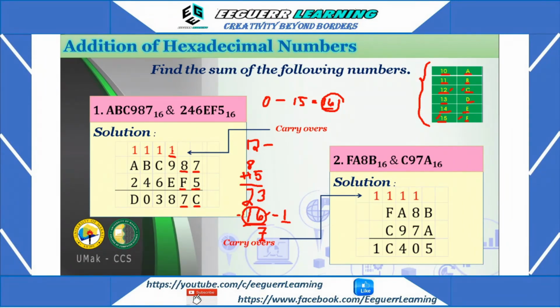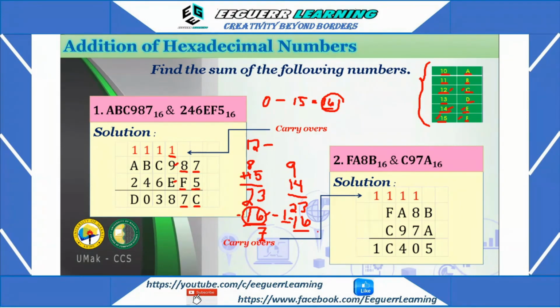Okay, so we carry that as 1 and continue adding 1 plus 9 plus E. So let us first place 9 plus E. Letter E is this one, and the value is 14. So we add 14, then add 9. So 23. Okay, 23, and we subtract that by the whole cycle, which is 16 in hexa, and we start subtracting.